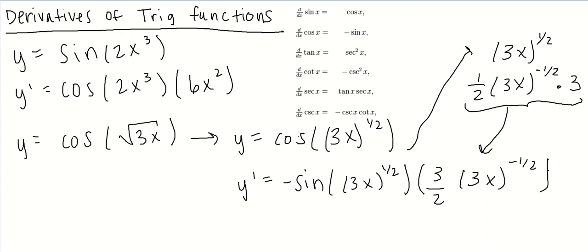Also, a note on the derivative of cosine. As you can see up here in this table, the derivative of cosine is negative sine. So don't forget that negative. That is a very common mistake. So the derivative is a negative sine x. So don't forget to put that negative there.